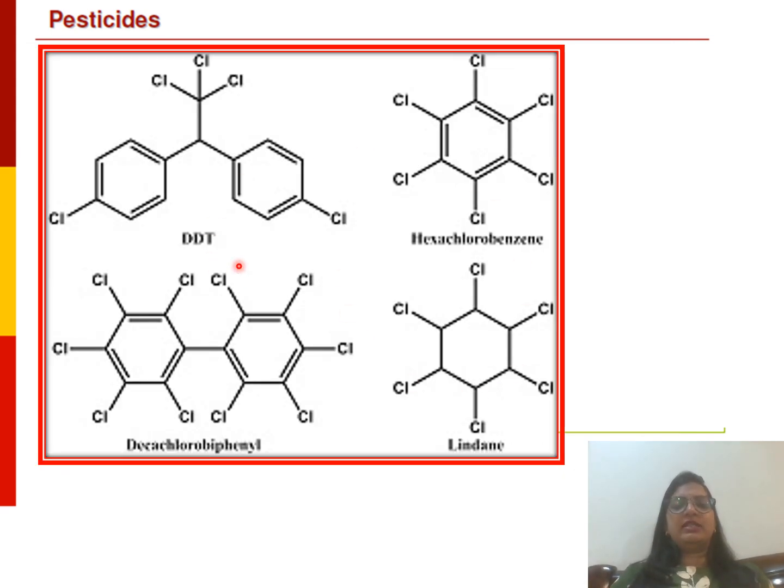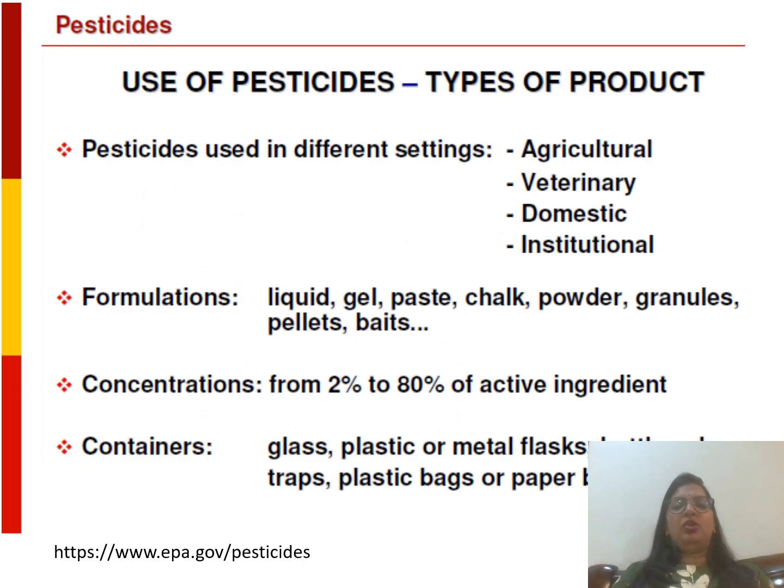Similarly, you can see these organochlorine compounds, which have a carbon-chlorine bond in them. So on the basis of their similar structure and similar bonding, they have been categorized into organochlorine compounds. So, besides the use of pesticides, we can also divide them on the basis of their chemical nature. Now we will talk about the uses of pesticides.